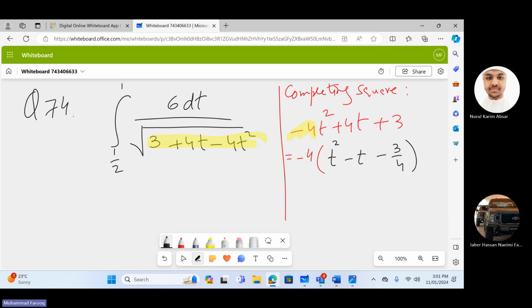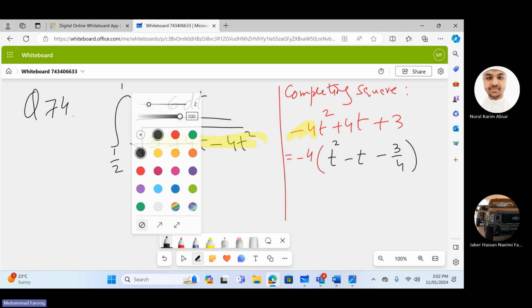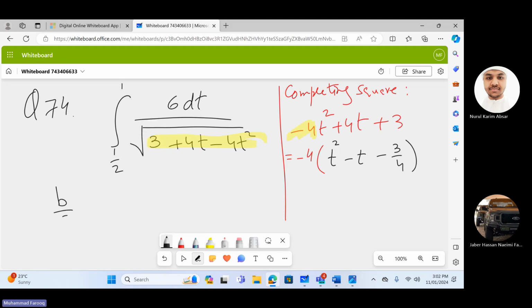For the completing square method, I need one number which I have to add here. Where does this number come from? This number comes from this formula: B divided by 2, and squared. What is B in my question? Negative 1. Look here, this is my B. So please put here negative 1 divided by 2 and squared. What did I get? 1 by 4. So the number which I add is 1 by 4. Please add here 1 by 4.